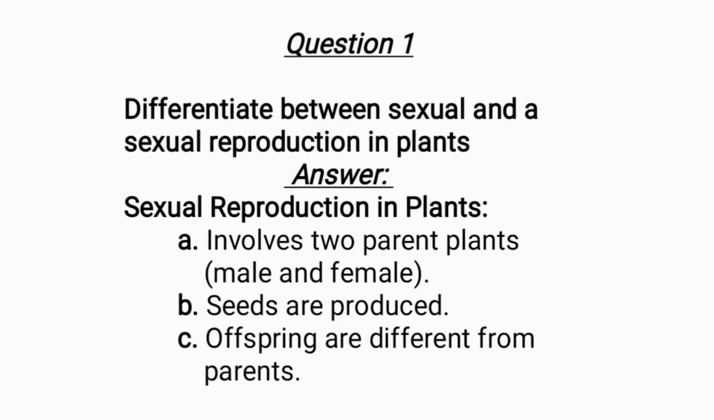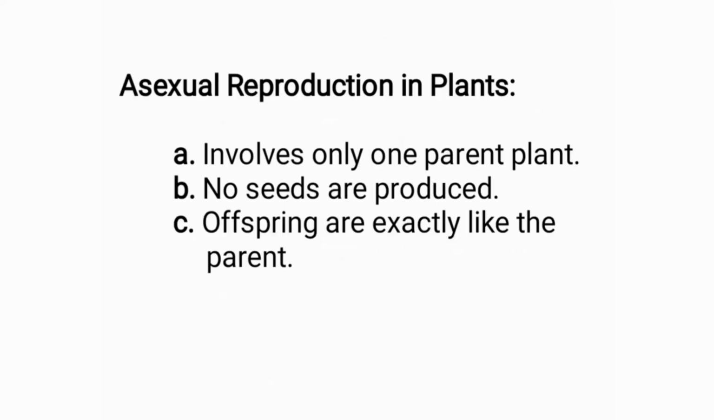Question number 1. Differentiate between sexual and asexual reproduction in plants. Answer. Sexual reproduction in plants: A. Involves two parent plants, male and female. B. Seeds are produced. C. Offspring are different from parents. Asexual reproduction in plants: A. Involves only one parent plant. B. No seeds are produced. C. Offspring are exactly like the parents.